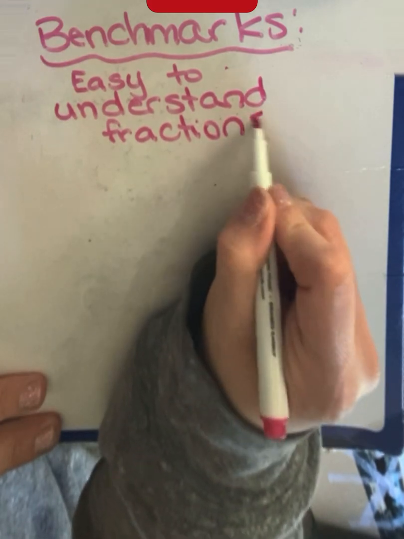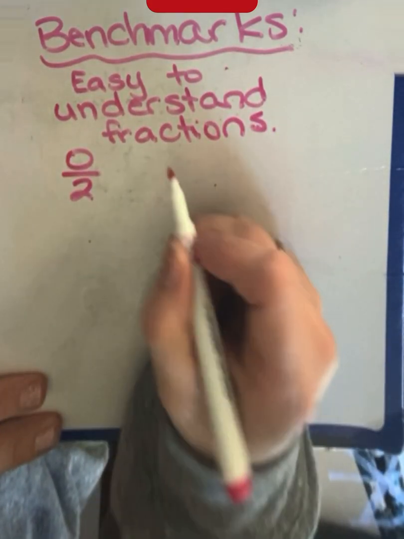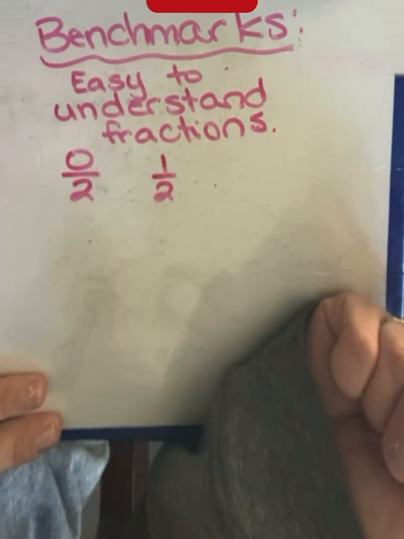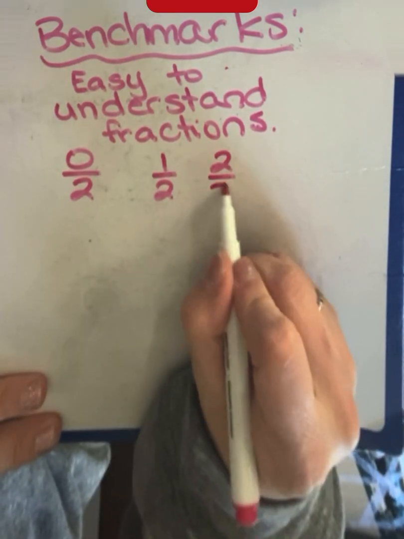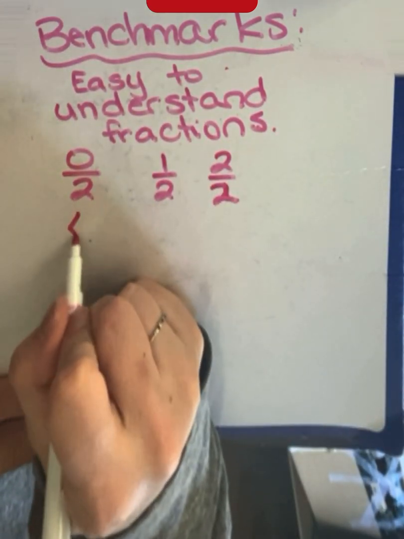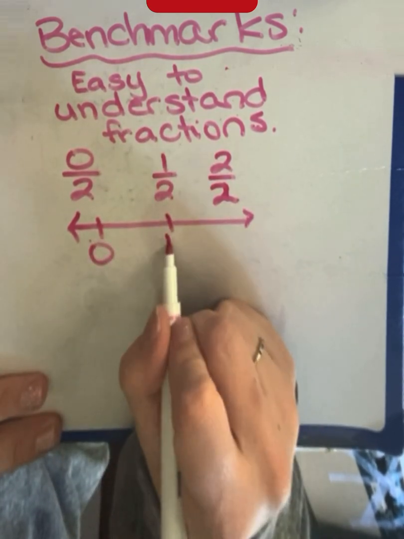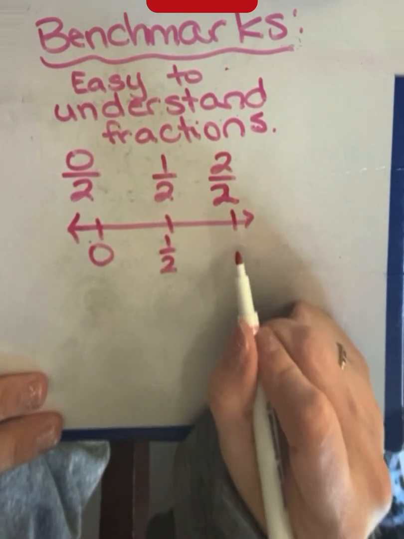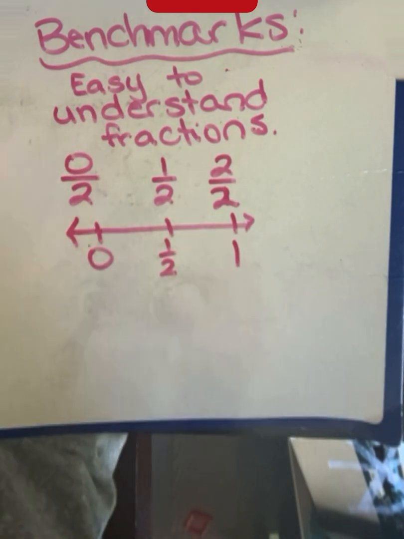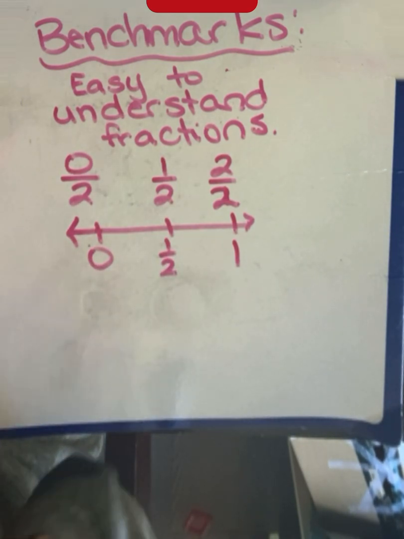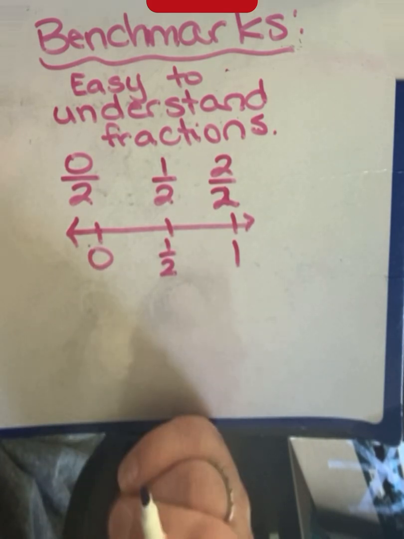For example, 0 halves. We know that that's 0. A half, we can relate things to that pretty easily. And 2 halves, which is 1. So we can put these on a number line: 0, half, and 1. Using these fractions, we can tell if different fractions are closer to 0, half, or 1.